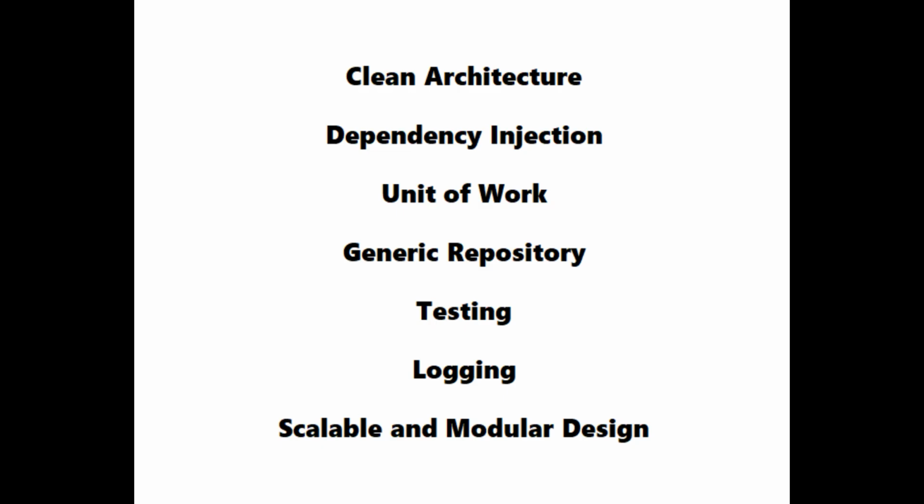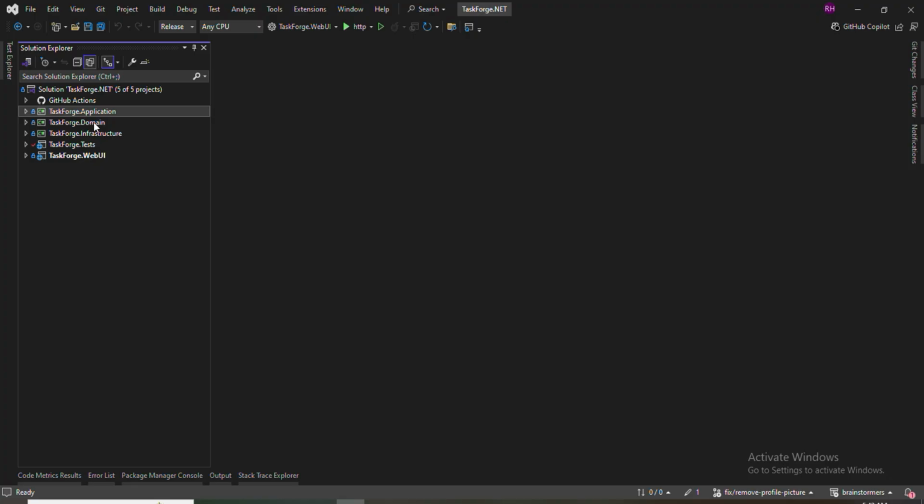We followed a clean architecture approach, which organizes the project into four main layers. Domain contains core business entities. Application contains service contracts and business logic. Infrastructure handles data access and external dependencies. WebUI, the presentation layer with controllers and views. This separation of concerns allows us to keep the codebase modular and easy to maintain.